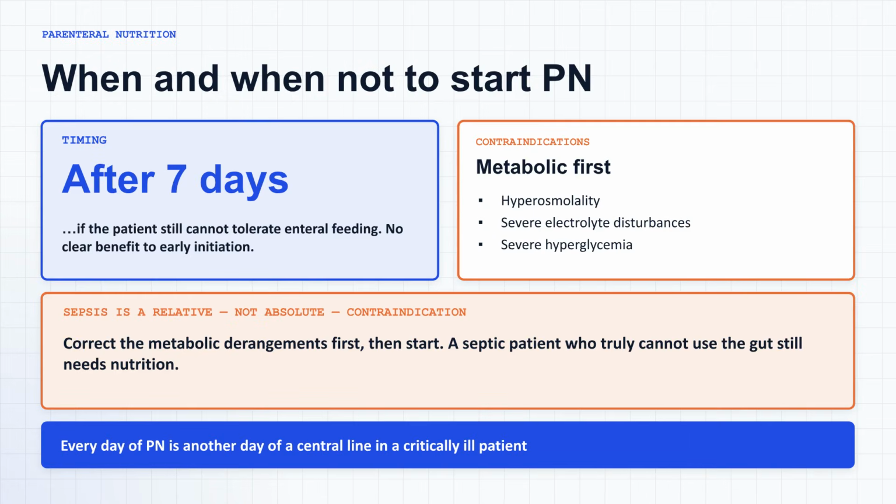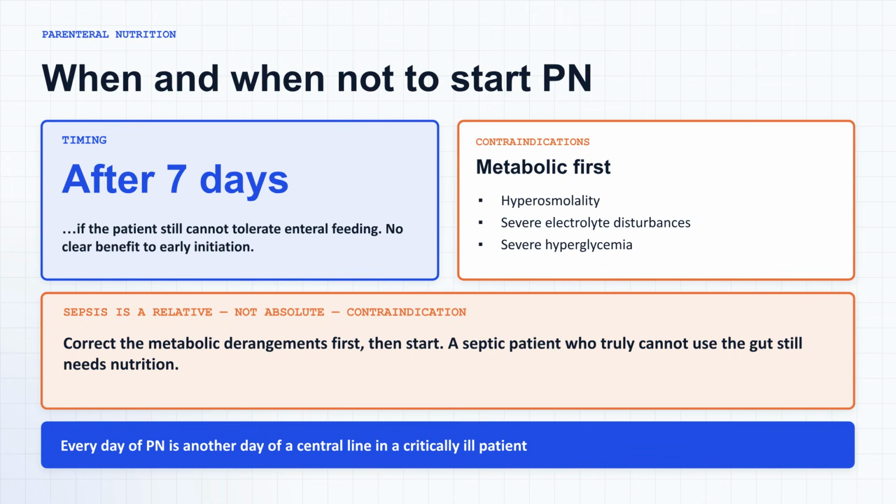The timing rule is simple. Start it after about 7 days if the patient still cannot tolerate enteral feeding. There is no clear benefit to starting it early, so resist the urge to hang it on the first day. The contraindications are metabolic: hyperosmolality, severe electrolyte disturbances, and severe hyperglycemia. Sepsis is a relative contraindication, not an absolute one.